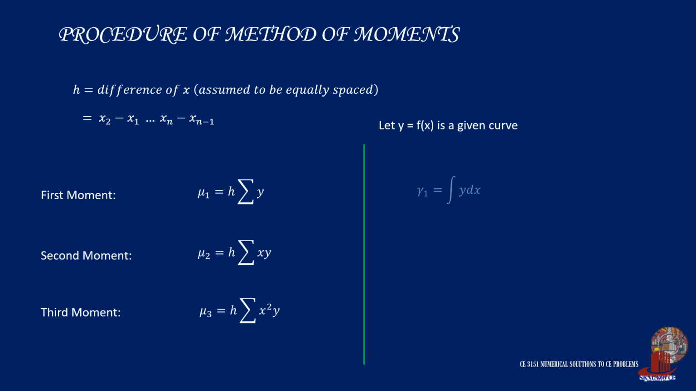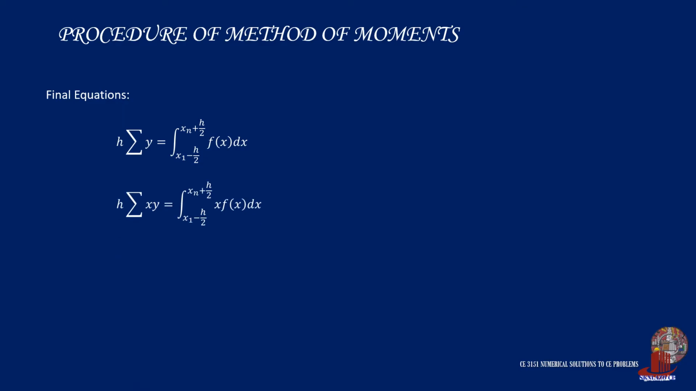Theoretically, the first moment, sigma 1, is the integral of y dx, whereas the second moment, sigma 2, is solved as the integral of xy dx. The third moment is computed as the integral of x squared y dx. As mentioned earlier, the sample moments are equated with the theoretical moments, thus the final equations used to establish the values of A and B are as follows.